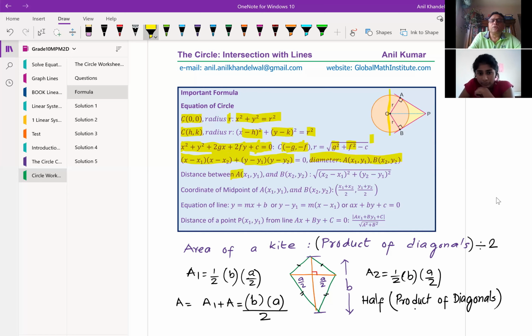And then the distance formula you use so much. Finding the right bisector, you need the midpoint formula, which is right there. The equation of the lines could be written in many different forms, which we have mentioned here. Here is the distance formula from a point.